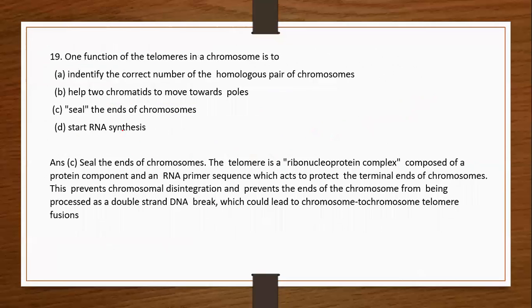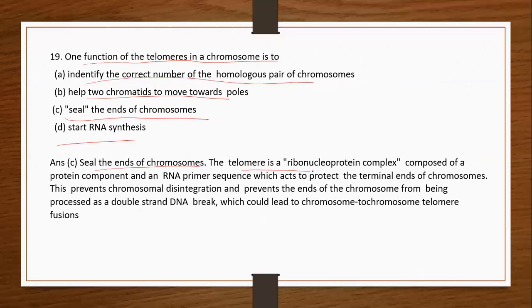Next question is, one function of telomeres in a chromosome is: identify the correct number of homolog pairs of chromosome, help two chromatids to move towards pole, seal the ends of chromosome, and last is start RNA synthesis. Now, the function of telomeres, we know it seals the ends of the chromosome.